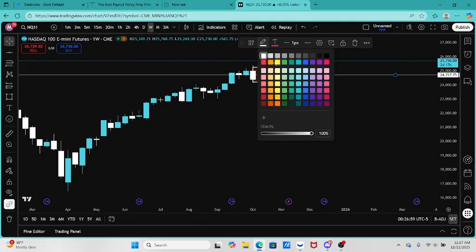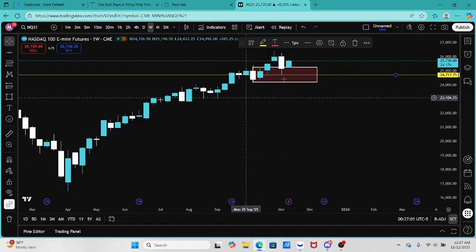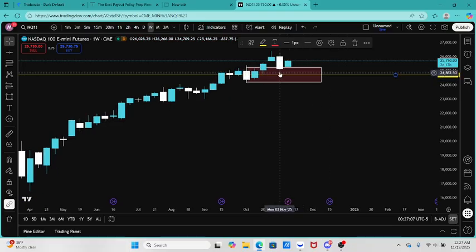Make it like yellow or something. So we came into the midpoint. Look how we perfectly touch the top. Now don't ever worry about the wicks. The wicks can do the damage. The wicks can do whatever they want. What you want to be focused on is, where does the body of that candle close?